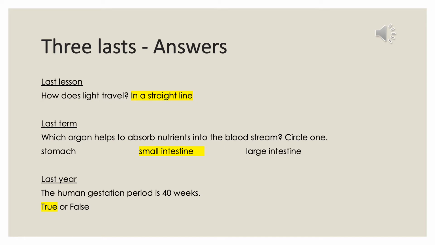It is the small intestine. It is its responsibility to pick out the nutrients and allow them to absorb through into the bloodstream so that their blood can carry it to where it is needed. And then the last year question, the human gestation period is 40 weeks. That is true. Okay, thank you.